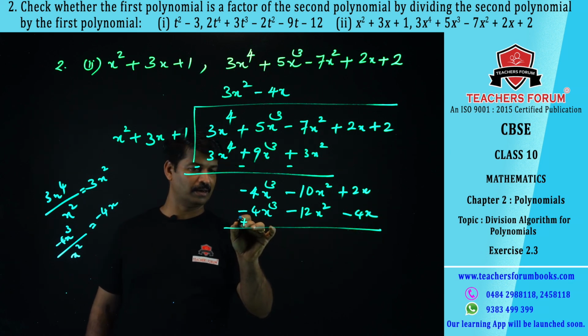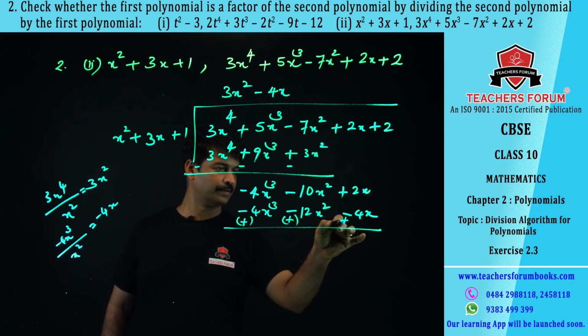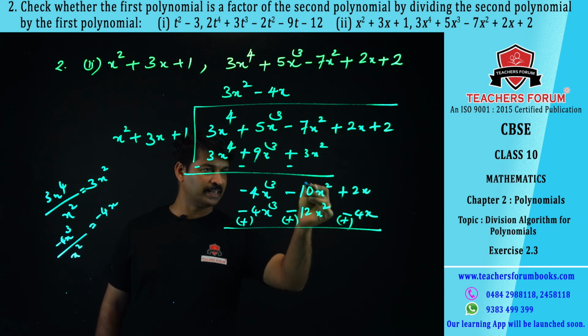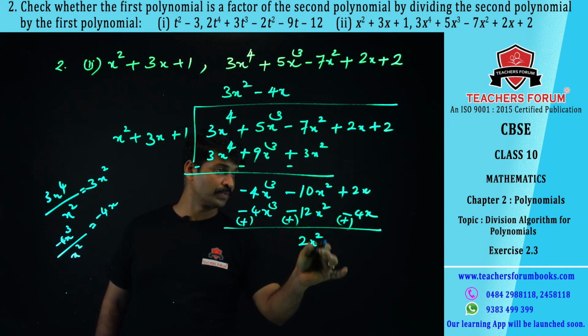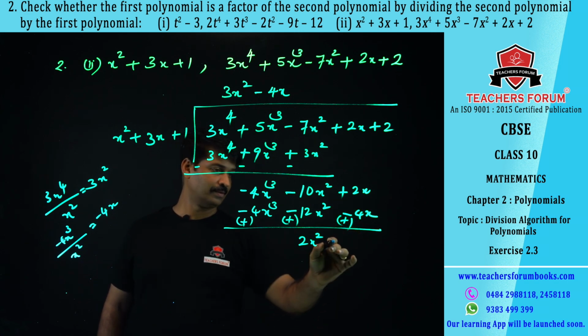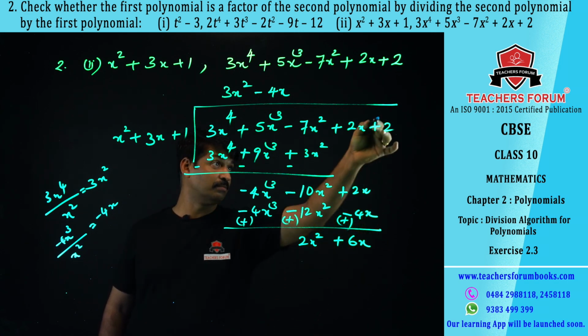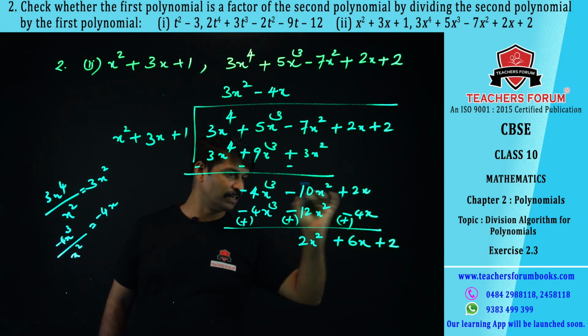Subtract. Change the symbol. You can add. It becomes 0. Minus 10 plus 12, that is plus 2. Isn't it? So 2x square. Plus 2 plus 4, plus 6x. What's the next term? Plus 2. Bring it down.